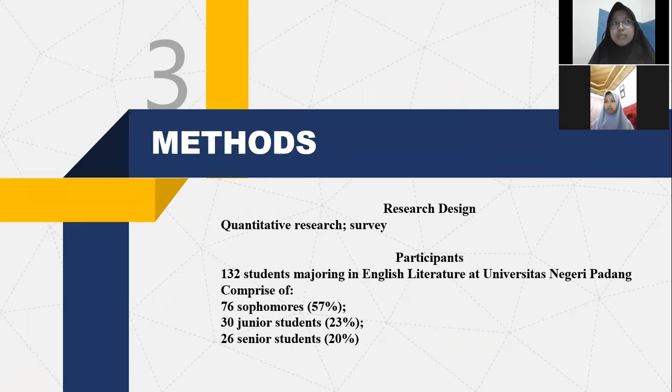Now let's move on to the third point, that is the methods. Now we look at the research design. This study used quantitative research in the form of a survey. The participants were 132 students majoring in English literature at Universitas Negeri Padang, comprising 76 sophomores, 30 junior students, and 26 senior students.